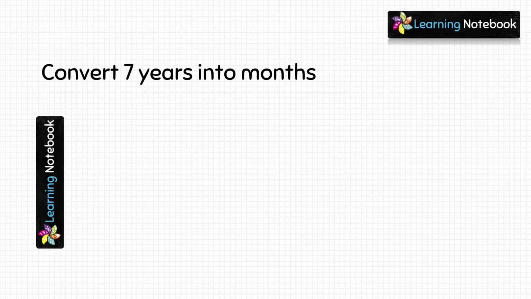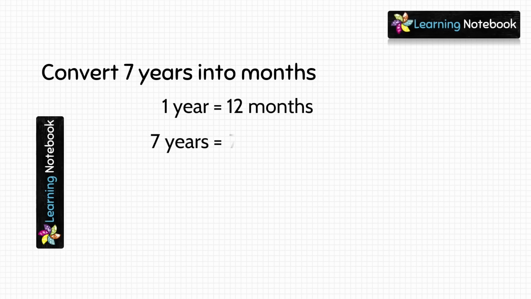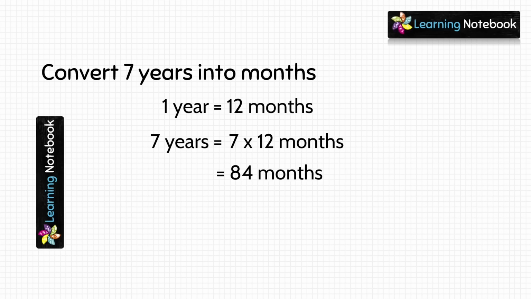Next question is, convert 7 years into months. So here we are converting years into months. We know 1 year equals 12 months. So 7 years would be equal to 7 into 12 months. And 7 into 12 equals 84. So it means 7 years equals 84 months. So this is how we can convert years into months.